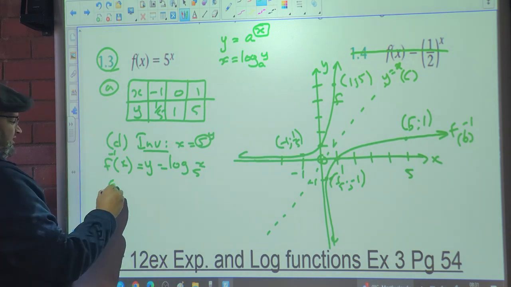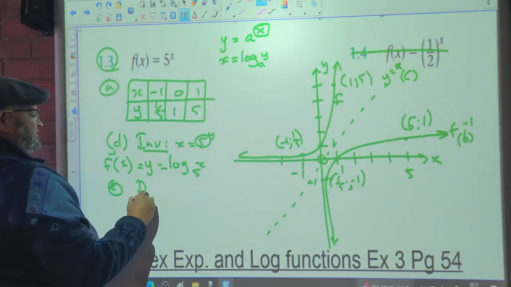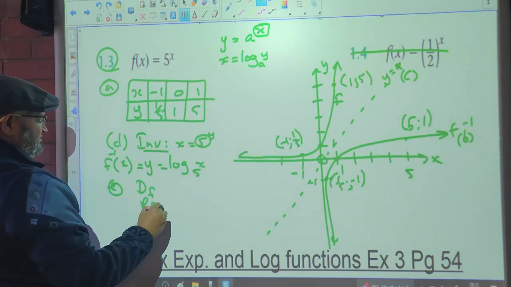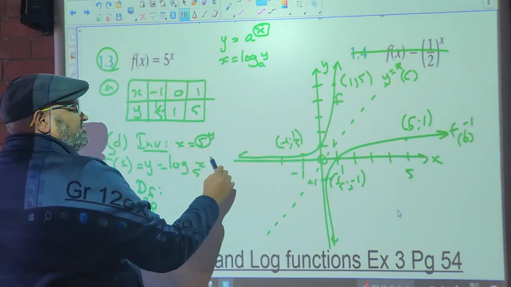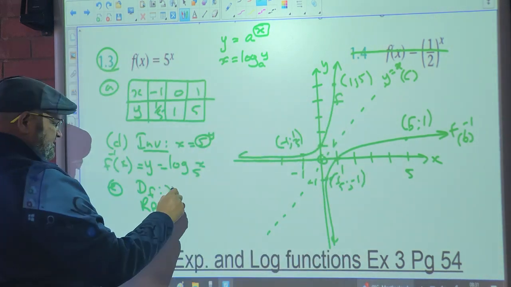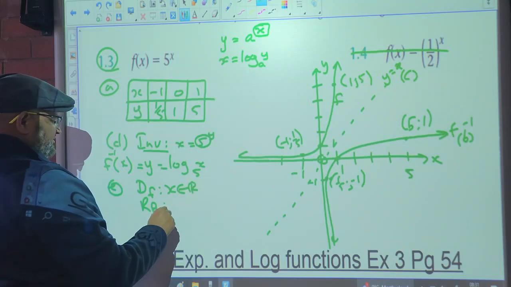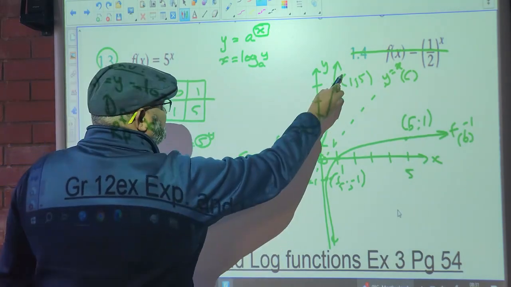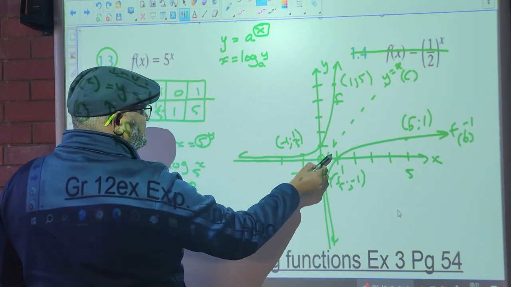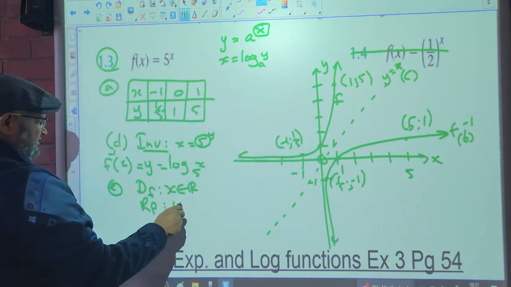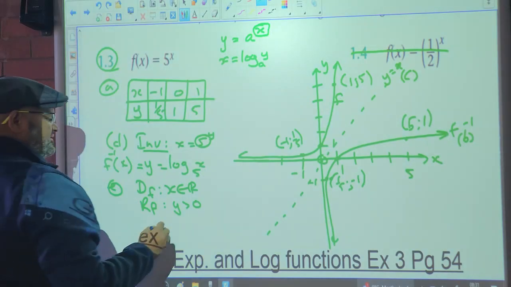E, the question was again the domain and range. The domain of the function, the range of the function. As you can see, for the function, it's going negative infinity, positive infinity. So x is an element of R. Look at the range. Does this range exist at negative infinity? No. Where does it start existing? 0 onwards. So y is greater than 0.